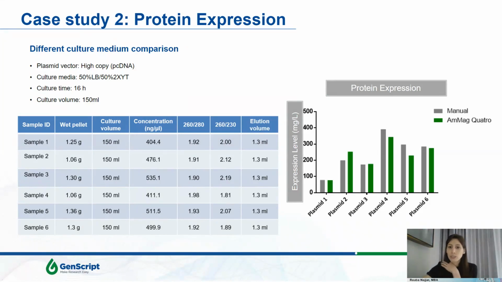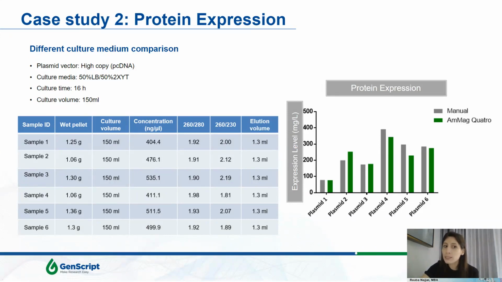And you can see we obtained between 400 to 500 nanograms per microliter, and the sample was eluted in about 1.3 ml. To the right-hand side, you can see that we took those plasmids and we transfected them.